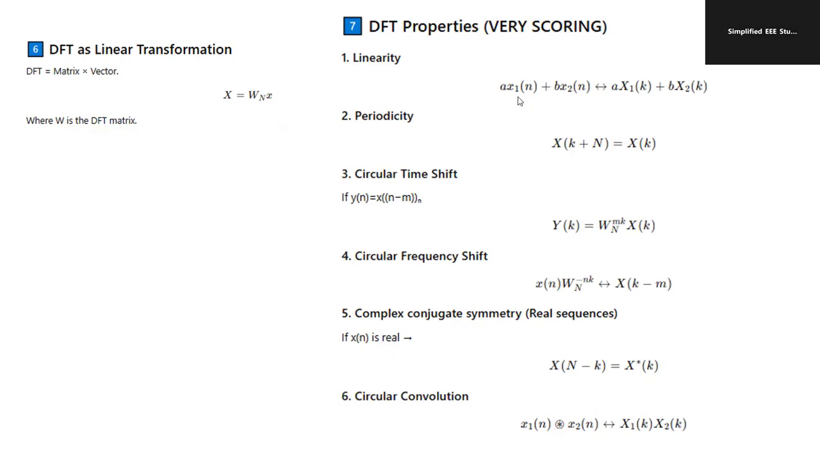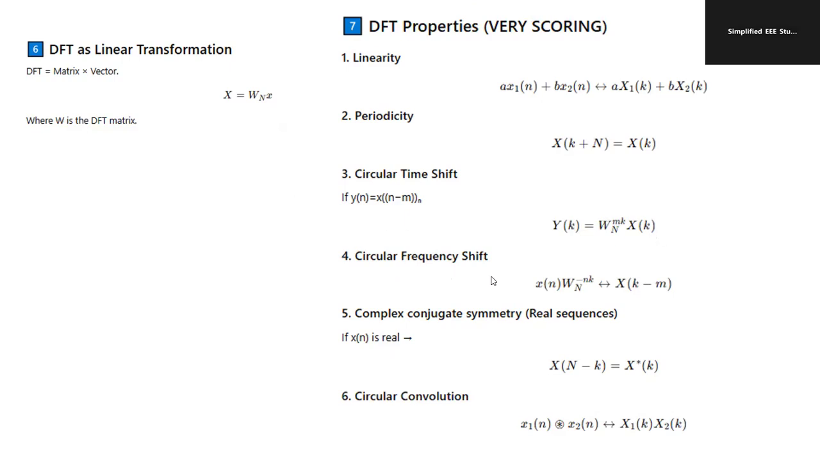Linearity: a x1(n) plus b x2(n) equal to a X1(k) plus b X2(k). Periodicity: X(k+N) is equal to X(k), small letter k. Remember that. Circular time shift: y(n) is equal to x(n minus m) modulo N, and Y(k) is equal to W_N^(mk) times X(k).